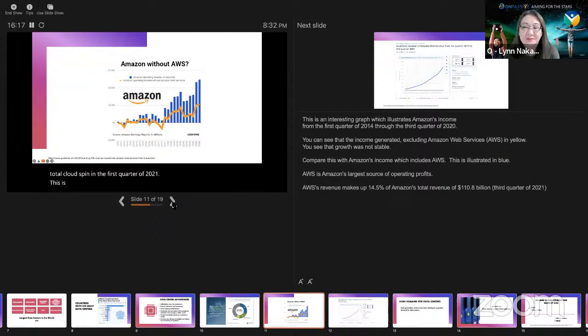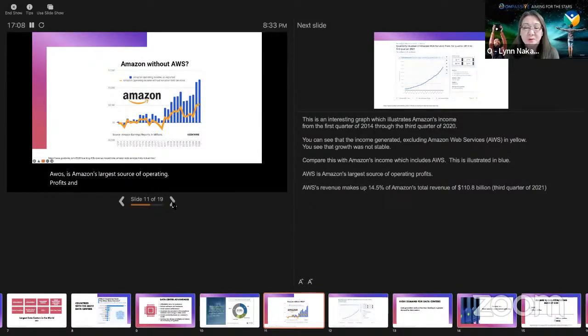This is an interesting graph. It illustrates Amazon's income from the first quarter of 2014 through the third quarter of 2020. And you can see that the income generated excluding Amazon Web Services is noted here. You see that the growth was not stable. It's the yellow line. You see how erratic the growth was? But when you compare it with Amazon income that includes AWS, illustrated with the blue bars, you can see that there is steady growth when they include AWS.